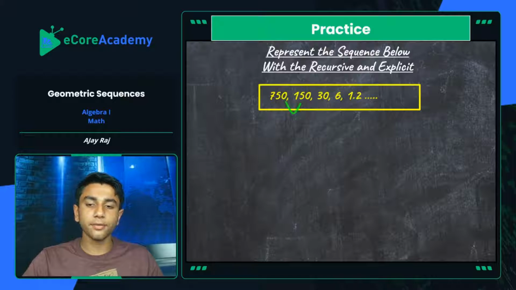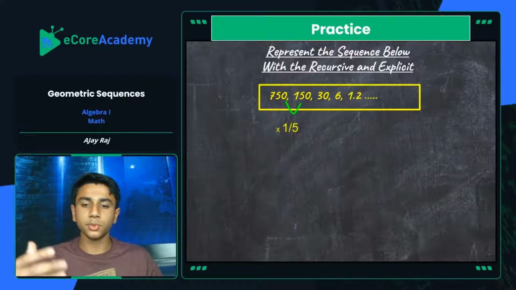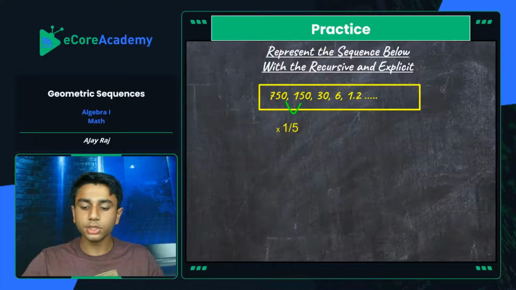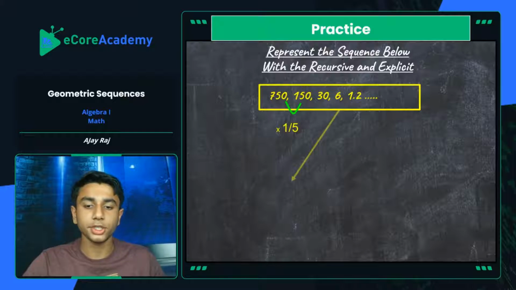So if we identify the difference, it's already indicated that this sequence is going to be a geometric sequence. So we're going to calculate for one common ratio, and that's going to be multiplying by 1/5. So you're multiplying by 1/5, your common ratio.